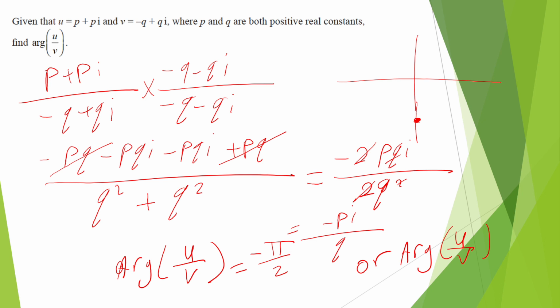over v clockwise will be 3, so it's clockwise from the real to the imaginary, so it will be 270 degrees, so therefore will be 3 pi over 2. So one of those two will give me the answer.